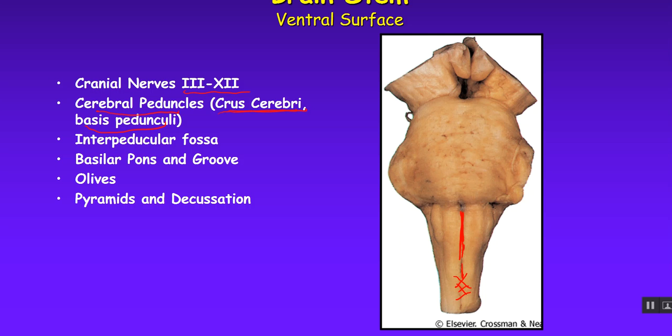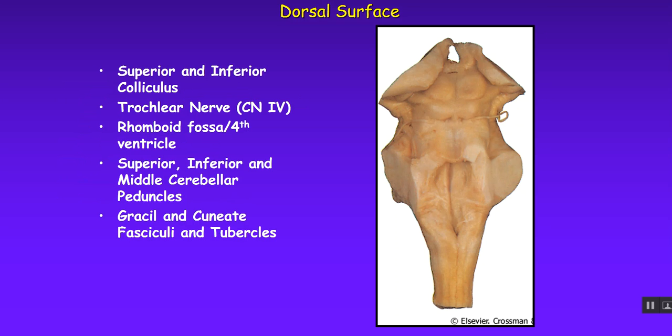That's where those motor fibers start crossing, and that's why the left side of your brain controls the right side of your body from a motor standpoint. About 85% of them cross there. Some stay on the same side, but most of them cross over. That's the decussation of the pyramids. The backside's a little scarier, but we'll get through it.